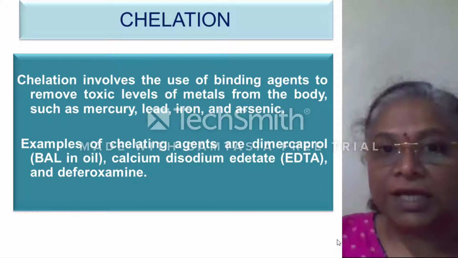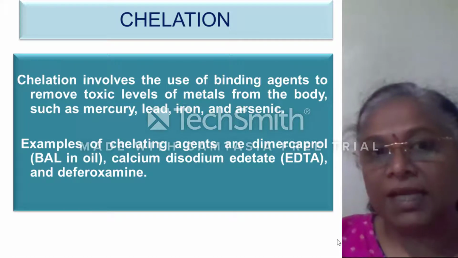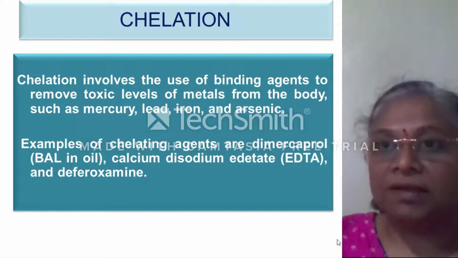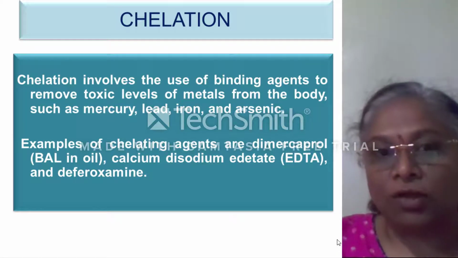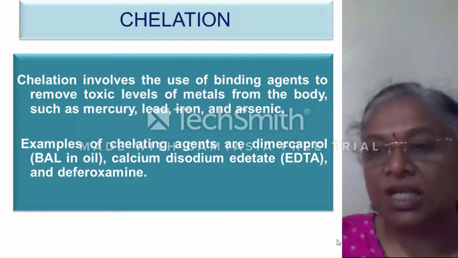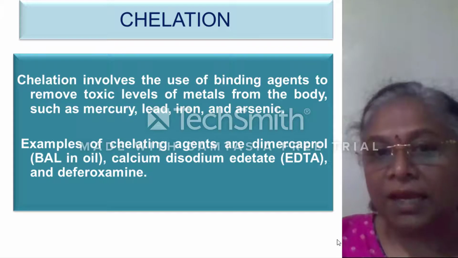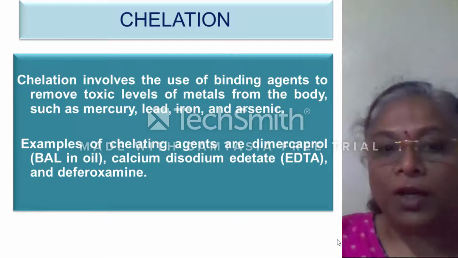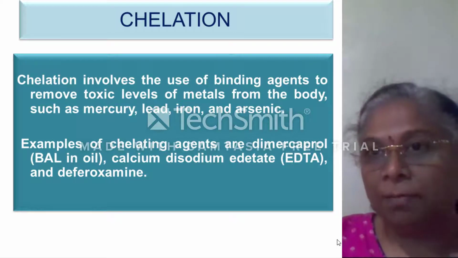Then there is chelation. Chelation involves the use of binding agents to remove toxic substances, usually when metal toxicity takes place, such as mercury, lead, iron, or arsenic. Then we use chelating agents like dimercaprol, calcium disodium EDTA, sodium EDTA, or deferoxamine. So these are the common chelating agents used for heavy metal poisoning.